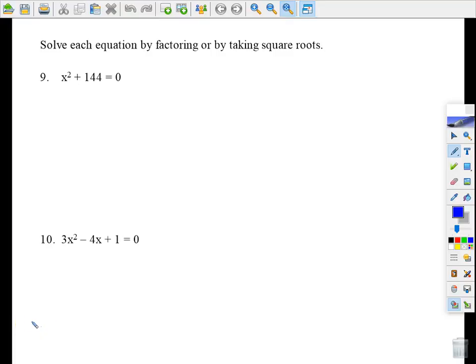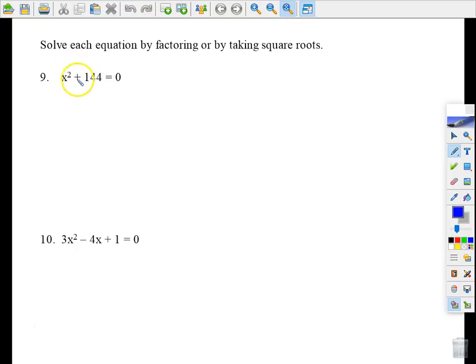On the Chapter 5 test review sheet, I'm going to make this video for problems 9 and 10. They came from the same section, and your directions are telling you to solve these equations by using either factoring or taking square roots. Okay, so number 9, we're going to have to use solving by taking square roots because we cannot factor the sum of two perfect square terms.